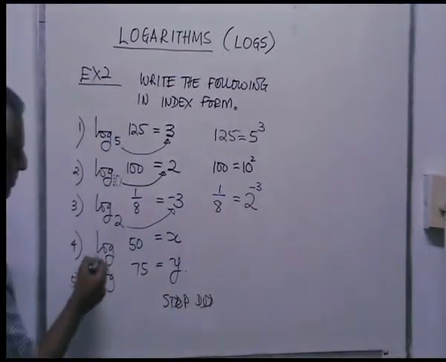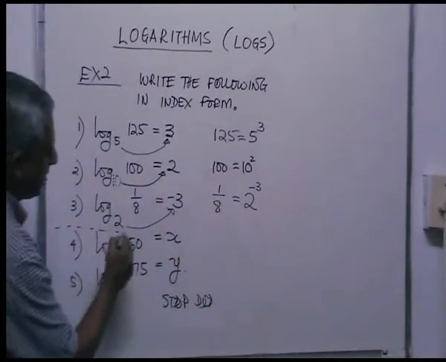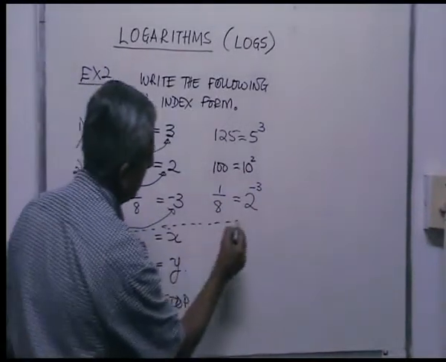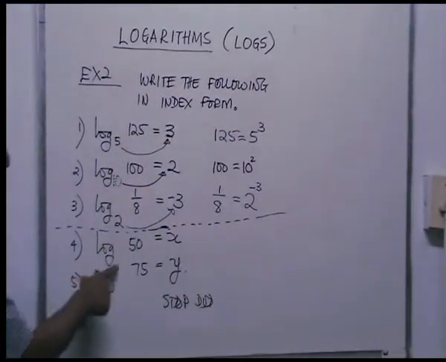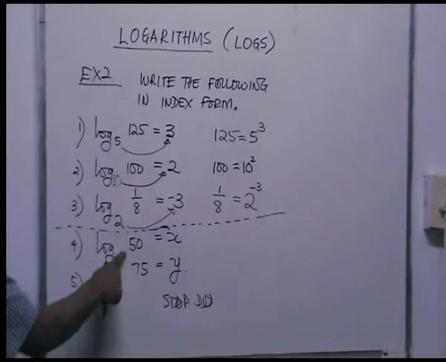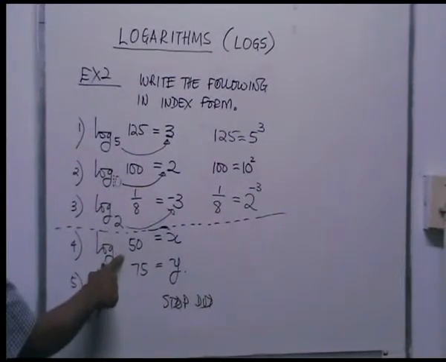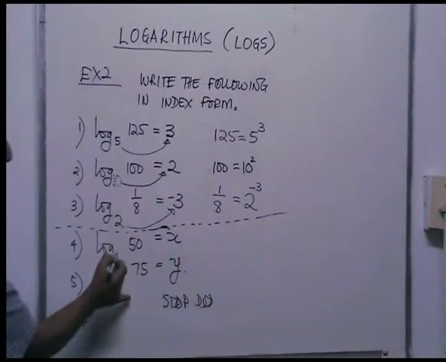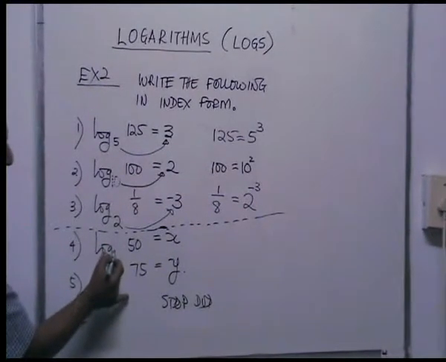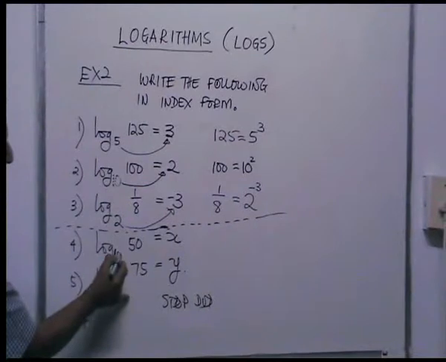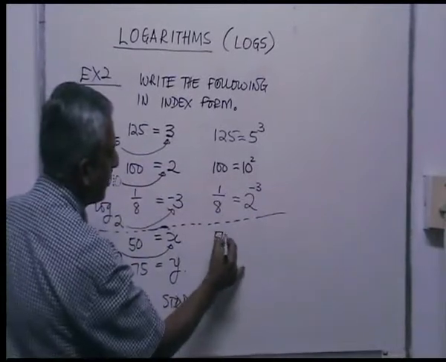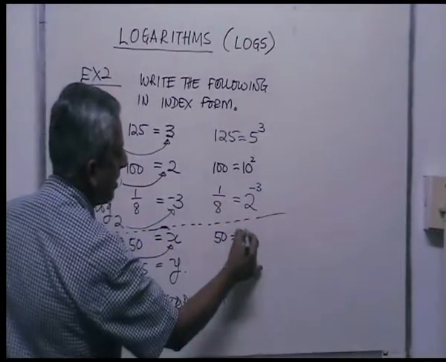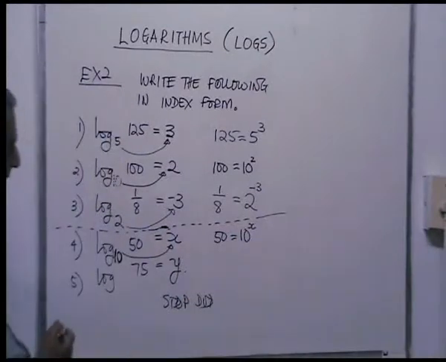Number 4. Once again now, let's just separate it here to make our life easy. Now when we look at number 4, again the base is not written. So if the base is not written, it is understood to be 10. So I will just fill it in here now. I'm now filling the base in. It's understood to be 10. So the 10 will go there. So I will say that the answer is 50 is equal to 10 to the x.